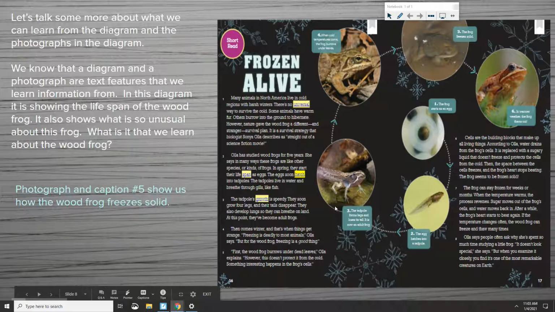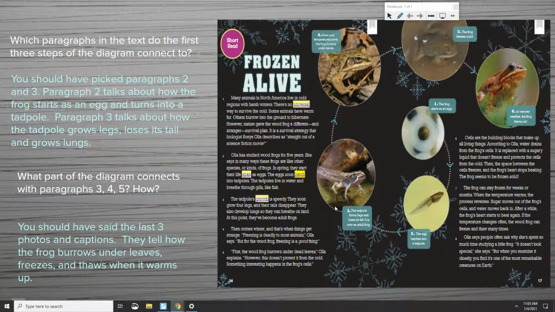All right, let's talk some more about what we can learn from the diagram and the photographs. We know that a diagram and a photograph are text features that we learn information from. In this diagram, it is showing the lifespan of the wood frog. It also shows what is unusual about the frog. What is it that we learned about the wood frog? So in the photograph in caption number 5, it shows us how the wood frog freezes solid. That is what the diagram helps us to understand.